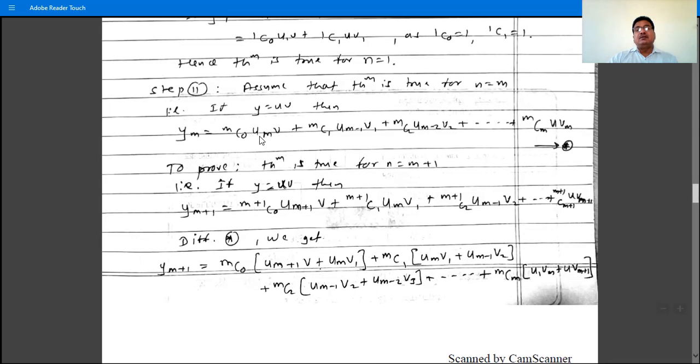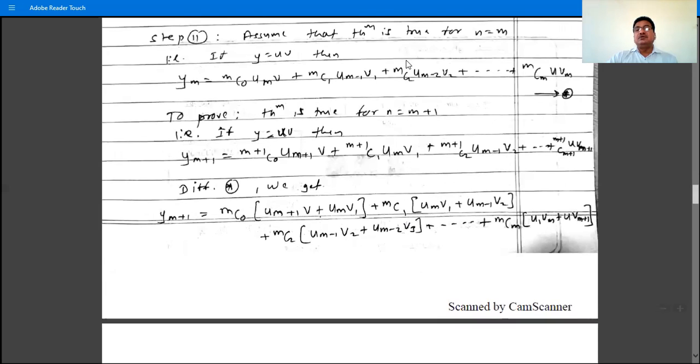What is the u into v rule? The derivative of u v is derivative of u into v plus u into derivative of v. So we have this. Then mC1 is again a constant, and we take the derivative of this quantity. First take the derivative of u_(m-1), which is u_m. How can we write the next order derivative? Add 1 in the suffix. So u_(m-1+1) v1 as it is, plus u_(m-1) as it is, and the derivative of v1 is v2.